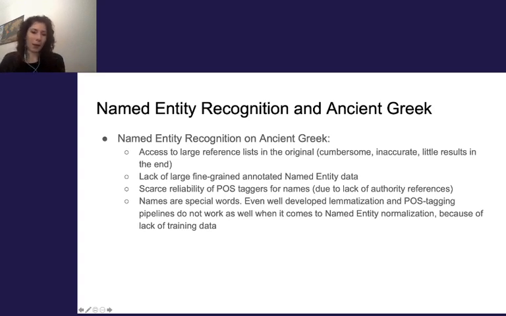To sum it up, names are special words, and even in cases where lemmatization and part of speech tagging work as well as it gets, named entity recognition and classification is still a strong challenge in a number of literary domains, and especially when it comes to literary sources, where notions of named entities can be inconsistent and blended, so to speak. It is particularly challenging to come to a decent level of accuracy in the extraction of names.